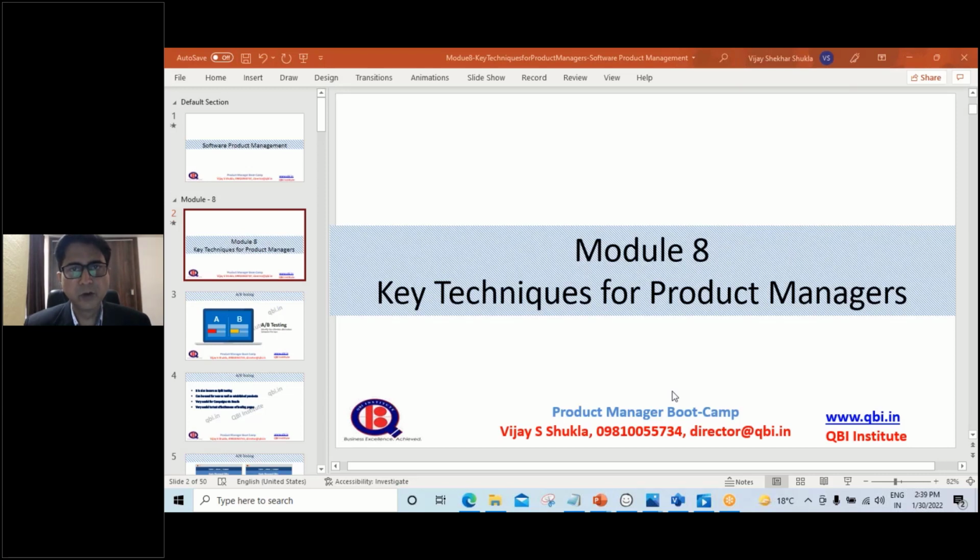Today we are on module 8, key techniques for product managers. As a product manager on the job, there are certain oft-repeated techniques which you may use. Our focus will be to learn those techniques. Of course, being worldly wise, being someone who can think a bit deep, a bit far, and think collaboratively will help you all the time. But let us focus on key techniques as they are used time and again in the product management discipline.